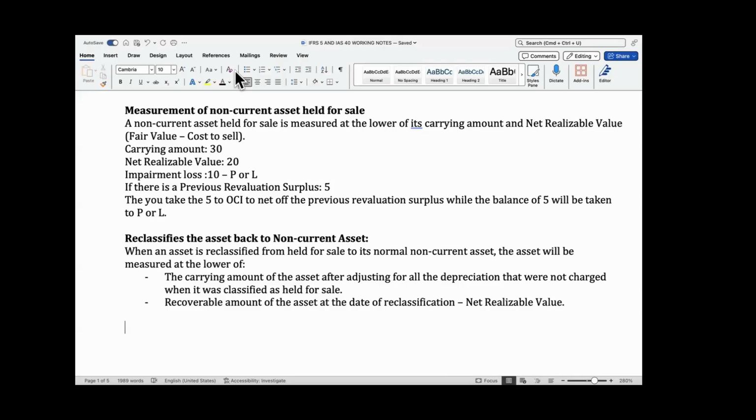So your intention is to sell it. You can use it for whatever. You can continue to use it in your factory. However, does it meet those conditions? Is it available for immediate sale? Is the sale highly probable? If it checks those two boxes, then fine. Then all of these principles would then apply. Okay, let's take a question from Chineye.